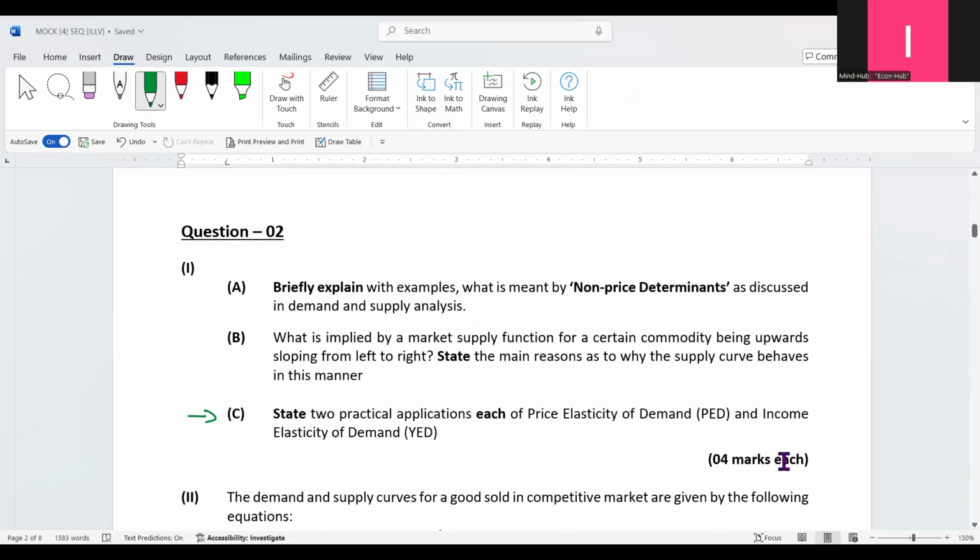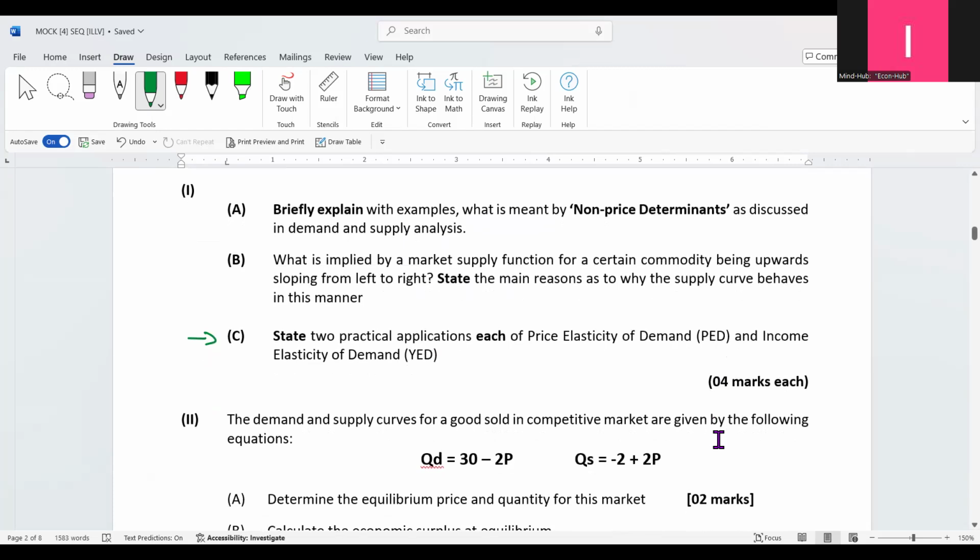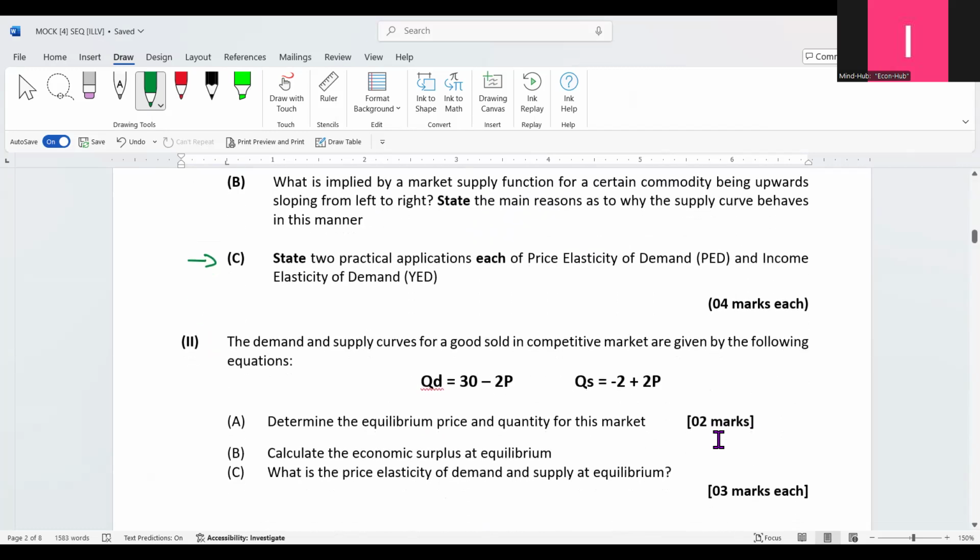Question 2, part 1, part C. Practical applications of PED and YED. I feel it's a bit important that you are familiar there. PED and YED.